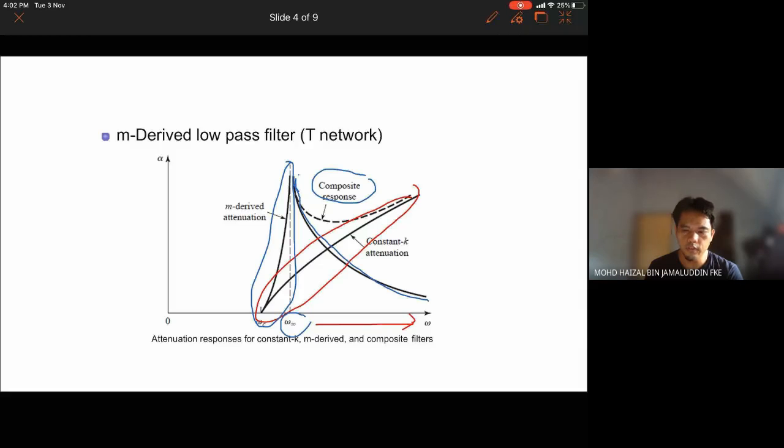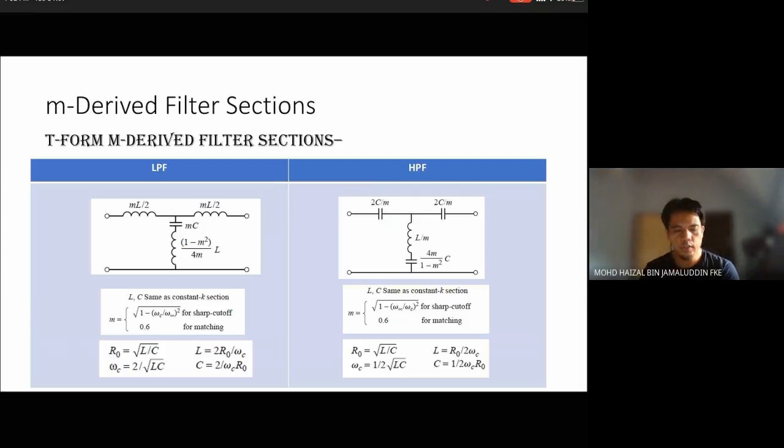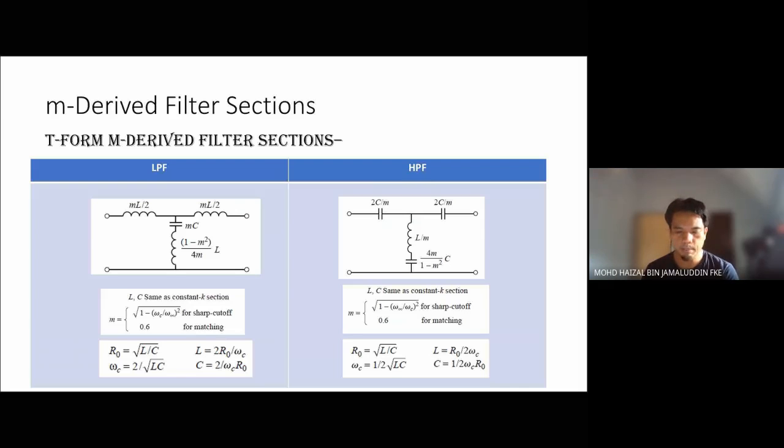Here we only focus on the m-Derived low pass filter. The same as the constant K filter design, it also has the T form and pi form. But here I will just focus on the T form for the low pass and high pass filter, using the T form only.